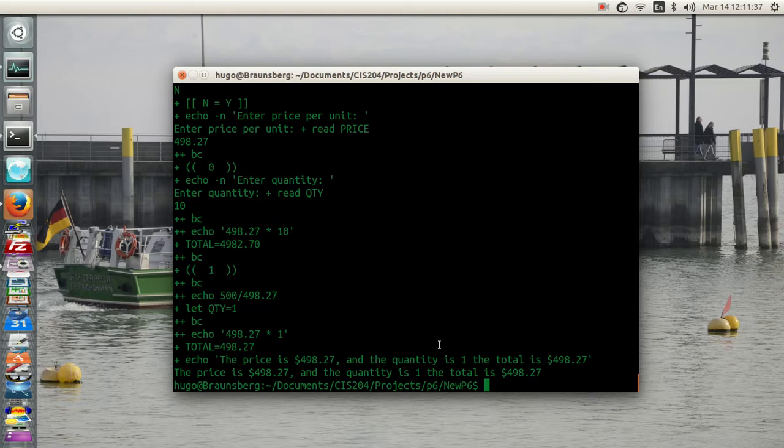So I'm going to do the then, which is echo that $500 divided by 498.27. It's rounded up. My quantity becomes 1. 498.27 times 1 gives me my total. The price is 498.27 and the quantity is 1. The total is 498.27. So it worked.